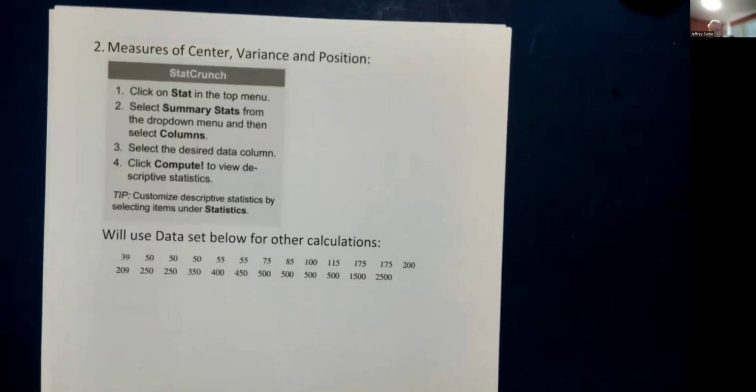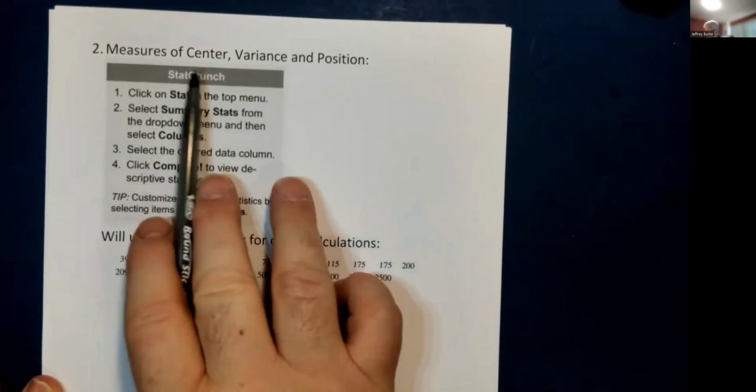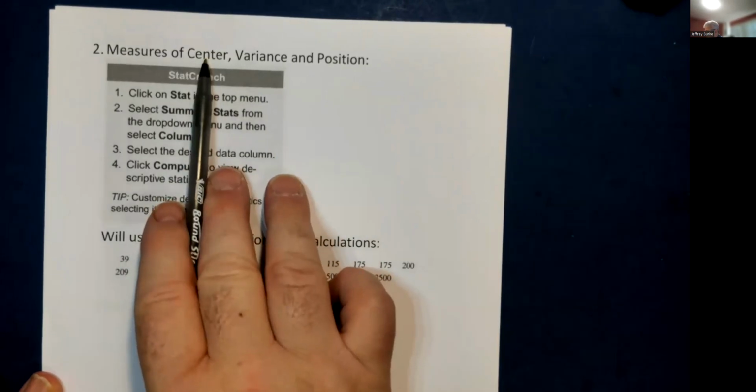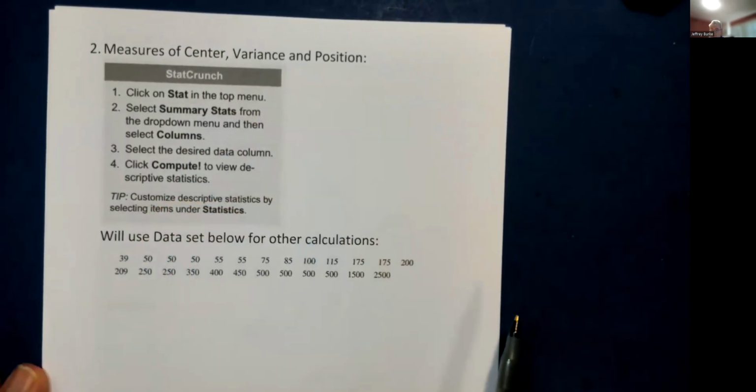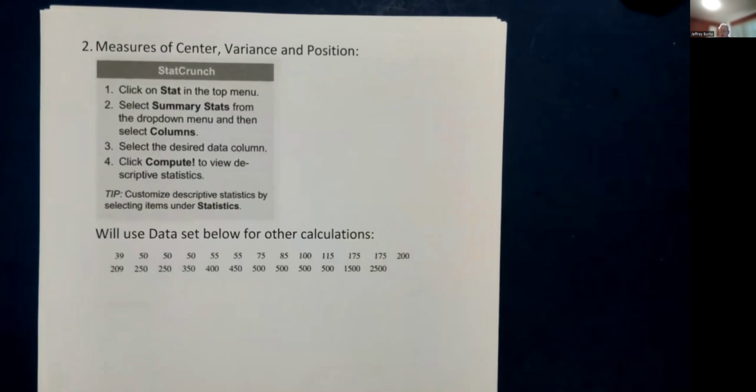So let's say I'm given a set of data here and I want to find all kinds of measures of center, variance, and position. The nice thing with StatCrunch is it does all of these at once, and quite simply too. And you'll see here, these steps actually come from the book. So I'm going to show you how to do this with the data that we have on the sheet here.